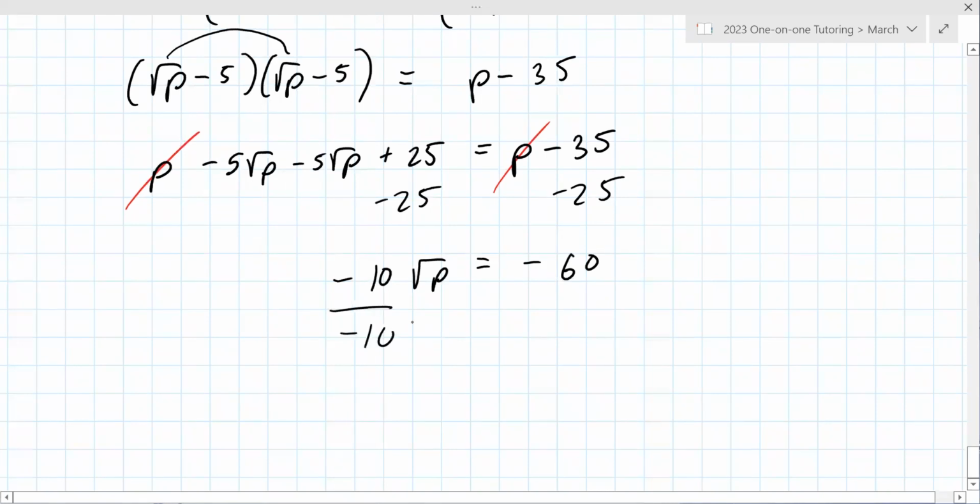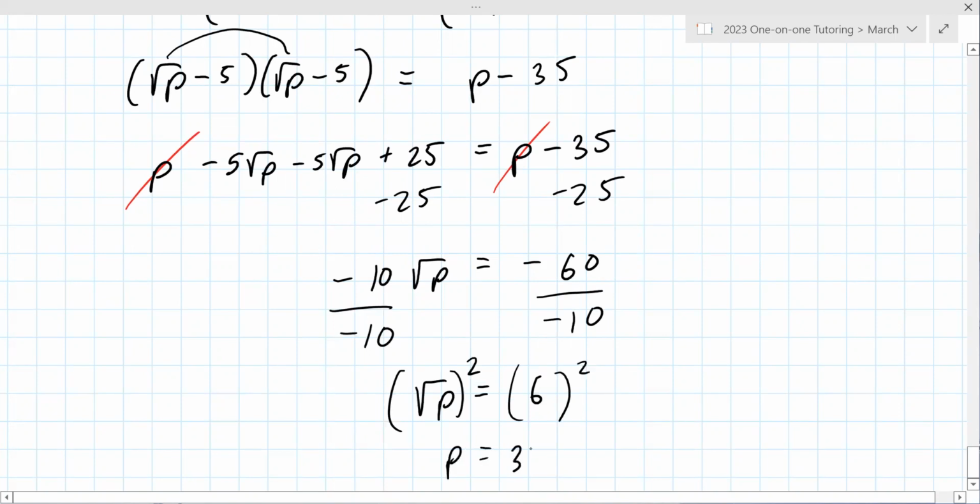Divide by negative 10, divide by negative 10. Square root of p equals 6. Square both sides. p equals 36. Gotcha. All right.